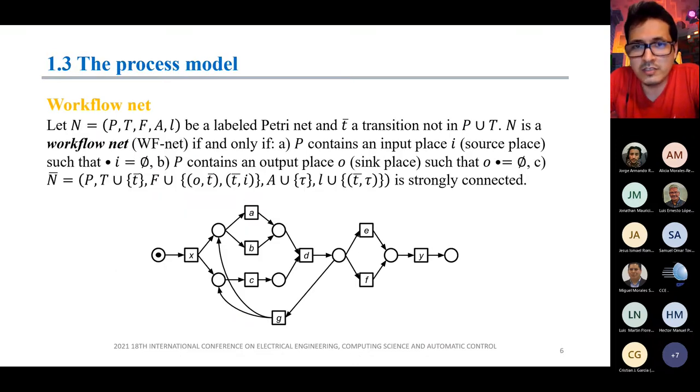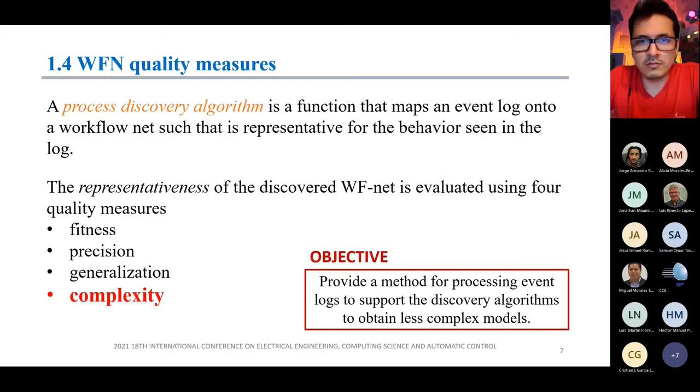In this research, we deal with workflow nets, which are a subclass of Petri nets. Workflow nets have an input place without any input transition, an output place without any output transition. Then, if we add a transition connecting the output place to the input place, the resulting net is strongly connected. After this clarification, the discovery problem can be more precisely stated as follows. Given an event log, obtain a workflow net able to replay the behavior represented by the traces in the event log. The representativeness is evaluated using four quality measures: fitness, precision, generalization, and complexity. This work focuses on complexity, and the objective is to support the discovery algorithms to obtain less complex models.